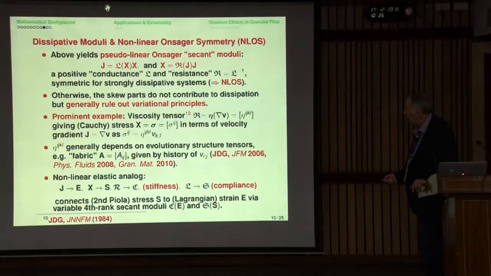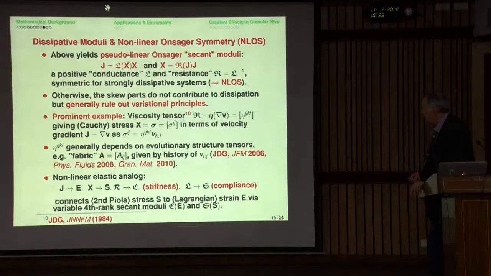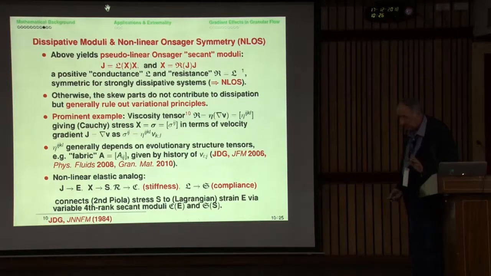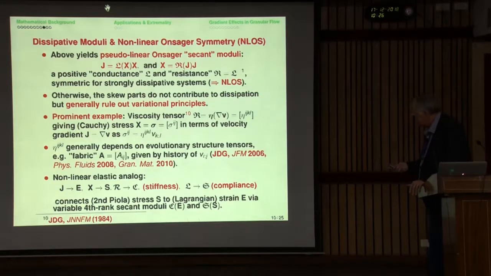And it can depend on certain fabric or structure tensors which evolve and represent flow-induced anisotropy. You have a nice nonlinear elastic analogy where if you replace fluxes by strains, Lagrangian strains, and use the conjugate stresses, you can write down the same thing for elasticity. And this illustrates a very important relation between elasticity and dissipation.